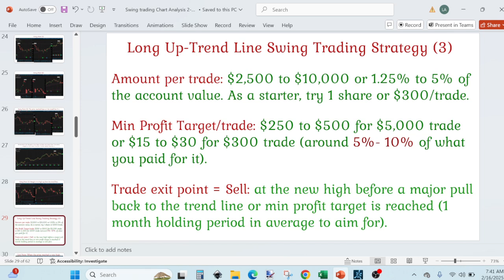And how much to invest? Well, if you are just starting out, just buy one share and aim for 5% return of whatever that one share costs you. Or you can spend $300 per trade. Even $100 will work as well, as long as that 5% return is high enough to pay for the brokerage fee, and you still have a few cents left.